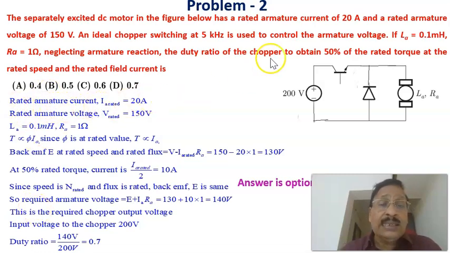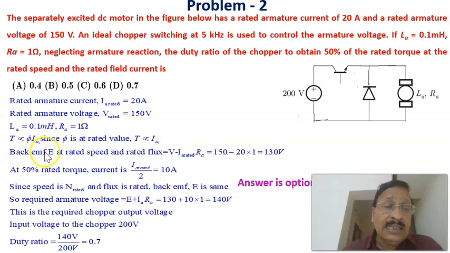The rated armature current is given as 20 amperes, the rated armature voltage for this machine is 150 volts, the inductance is 0.1 millihenry and the armature resistance is 1 ohm. Now, as you know, for a DC motor torque is proportional to phi into Ia. If phi is at its rated value, then it is a constant, so T is proportional to Ia. Therefore, 50% of rated torque means the current is also 50%.